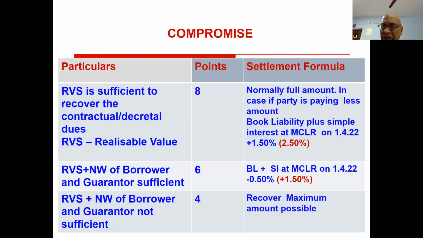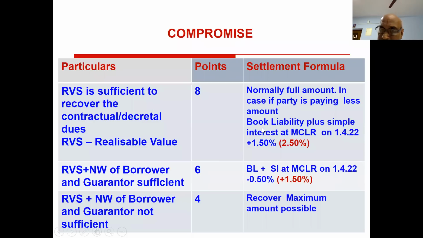Suppose the party is a willful defaulter or in fraud-related cases, you will charge MCLR plus 2.50, and this amount he has to give. The second point I told you: the realizable value alone is not sufficient. Only if we calculate the net worth of the borrower or the guarantor can the liabilities be cleared. In that case, we will ask the borrower to pay an OTS amount of book liability plus simple interest at MCLR on 1/4/2022 minus 0.50.